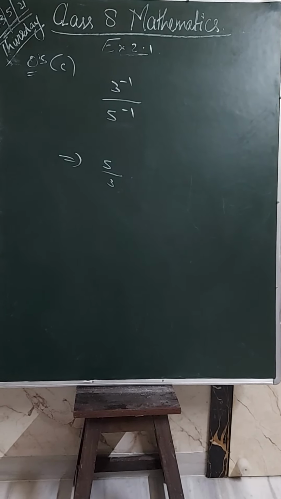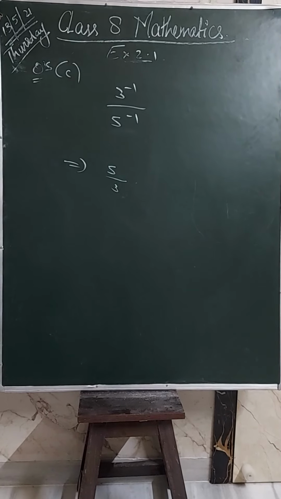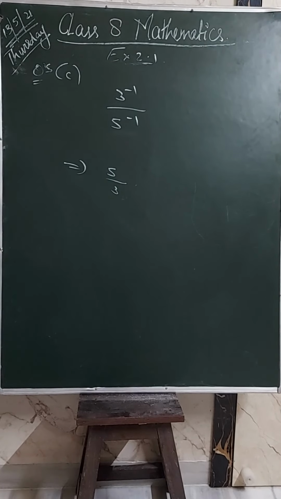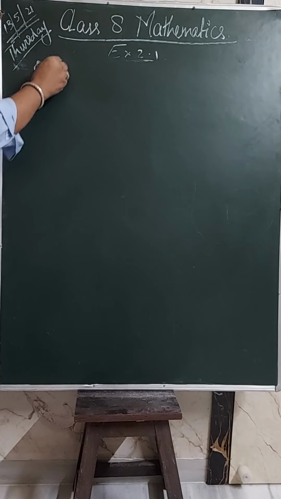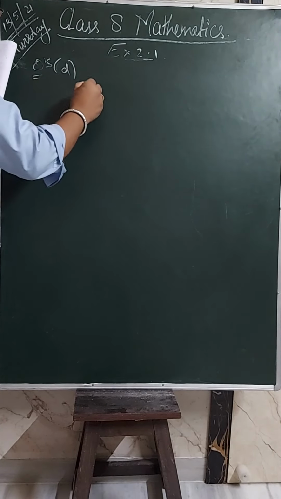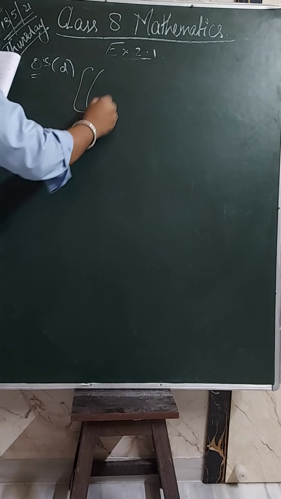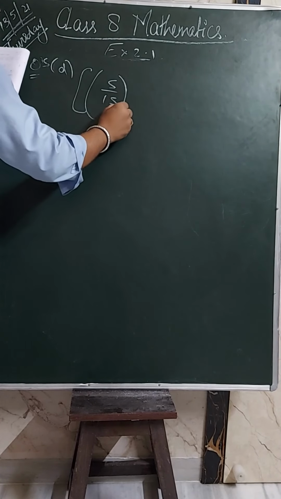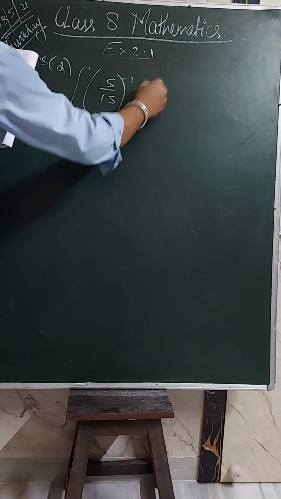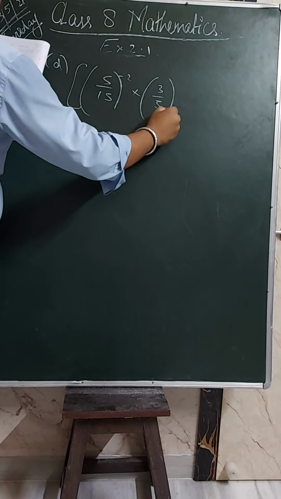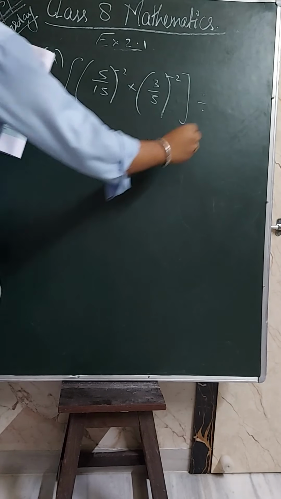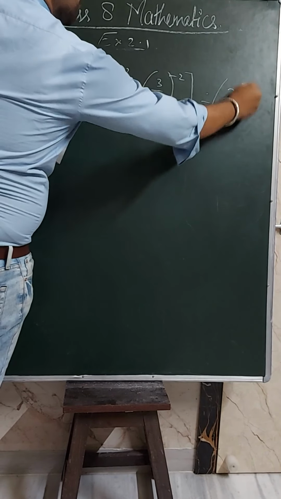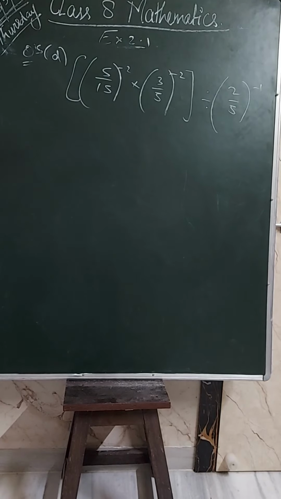Now last part, D part. Note it down up to there. D part. Five upon 15 power -2 into 3 upon 5 power -2 divided by 2 upon 5 power -1. This is the question only.